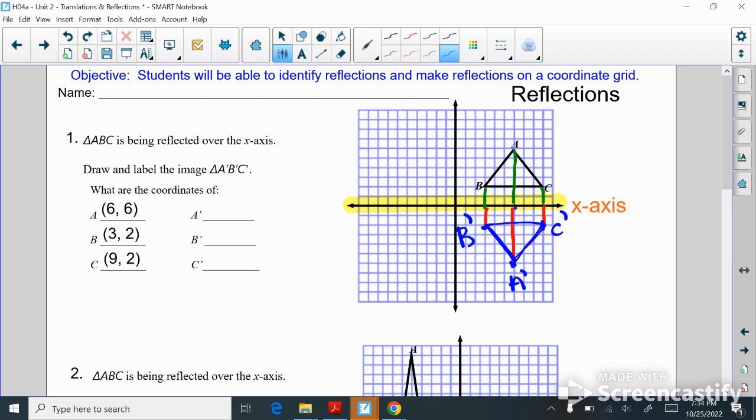And we can see that this blue triangle I just reflected from this quadrant into the other quadrant is the same shape and the same size. So again, similar to a translation, this is both congruent and similar. We also want to record our points. So this is going to be now +6, -6, +3, -2, and +9, -2.